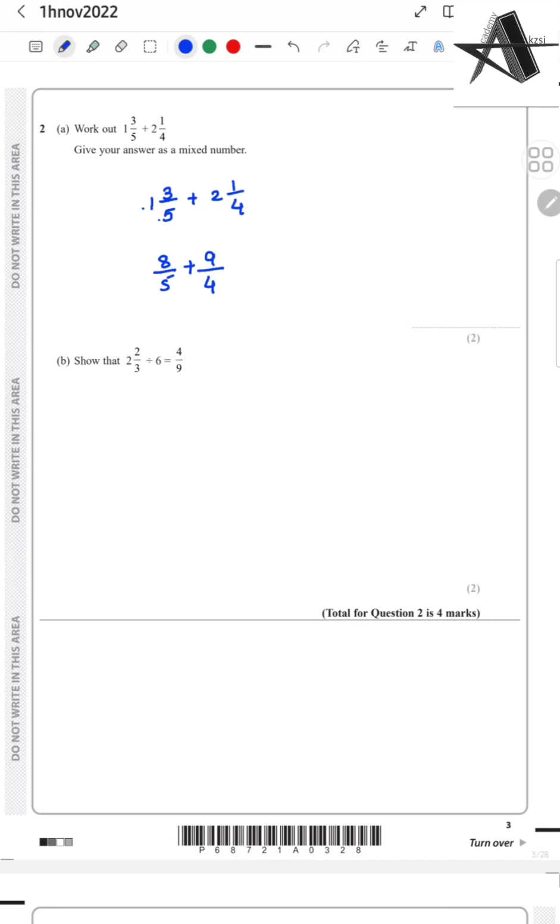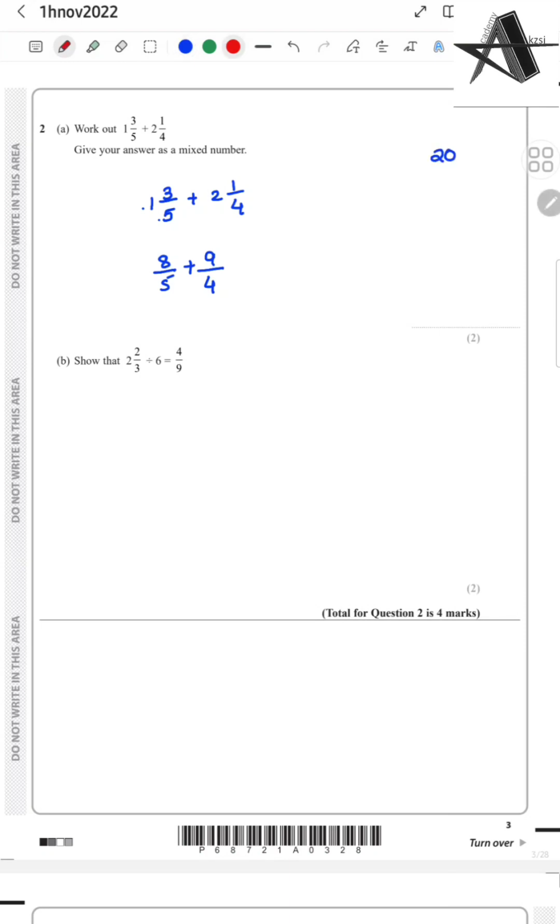Whenever we add fractions, I have seen that even in GCSE year 10, year 11, the kids really face problems while adding fractions. It's very simple. First, even if it's given as a mixed fraction, you need to convert it into an improper fraction, just like I did. The second thing is the denominators should be the same. And how can you make the denominators the same? By finding the LCM of the denominators. The LCM of 5 and 4 is 20.